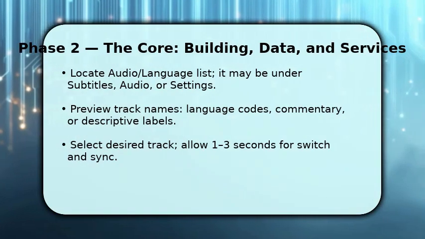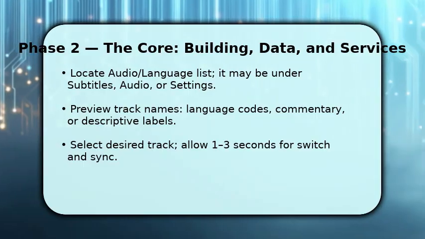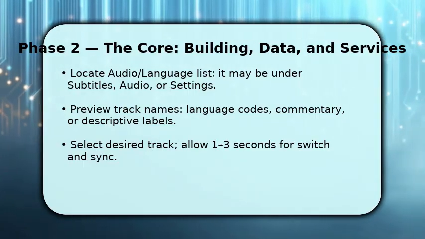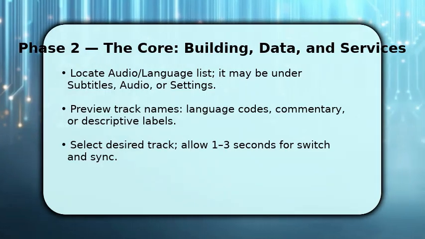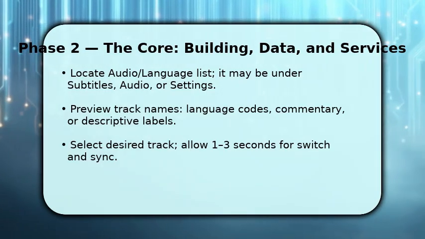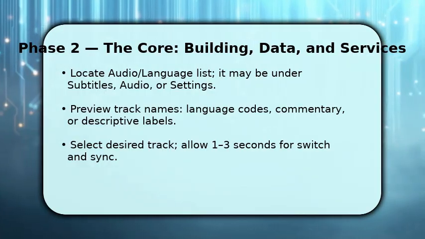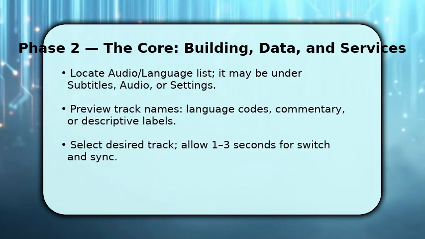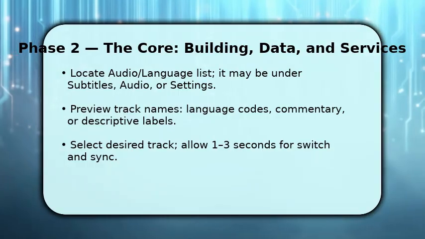Locate the audio or language list. Sometimes it's nested under subtitles or settings because interfaces vary. Once you open the list, scan track names for language codes or labels like Spanish or descriptive audio so you pick the correct one. Select the desired track and wait a second or two.